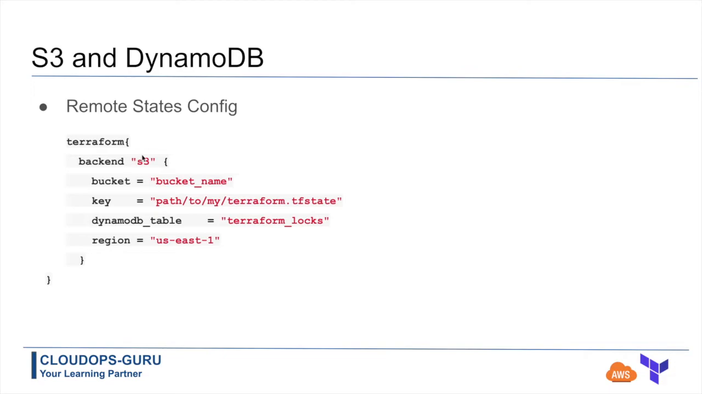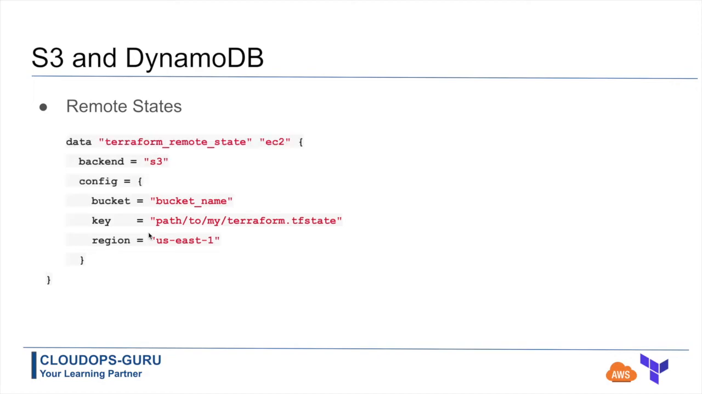So the only difference we are going to make from the previous backend configuration is that here we are going to give the backend as S3, and we will give the bucket name and DynamoDB table name. And you have to choose the region name properly, where exactly you are creating your DynamoDB table and S3 bucket.